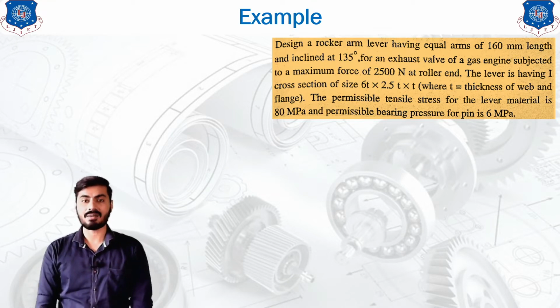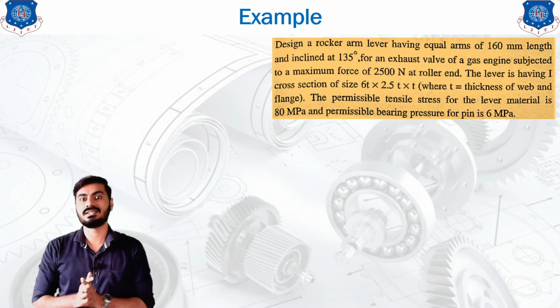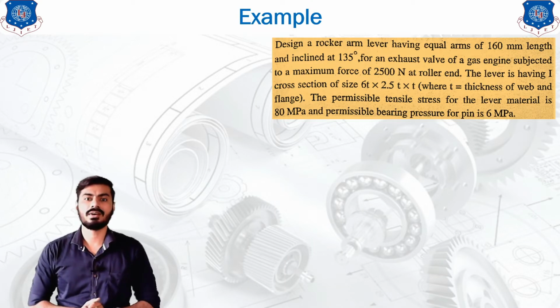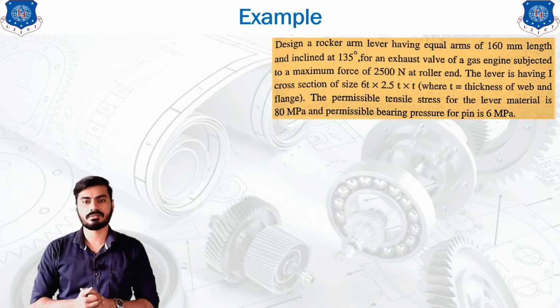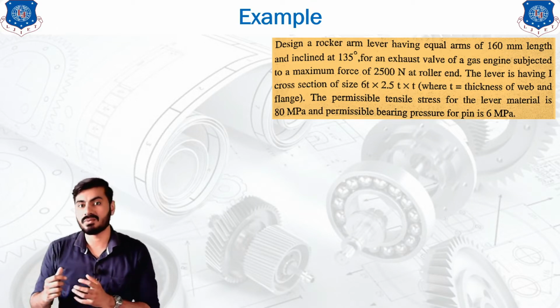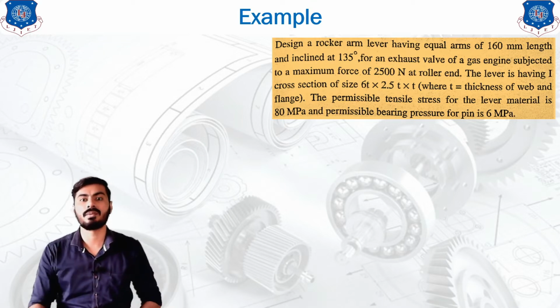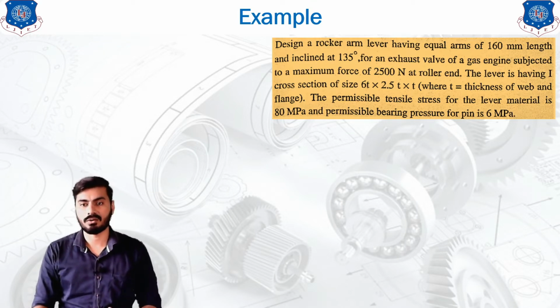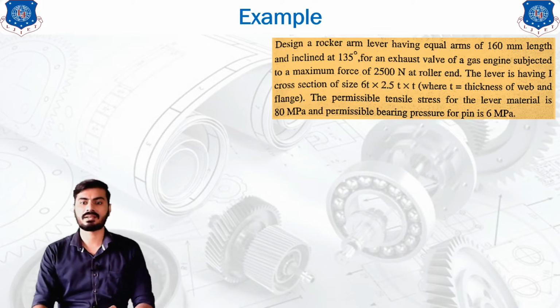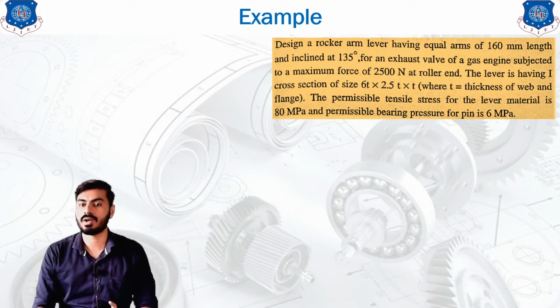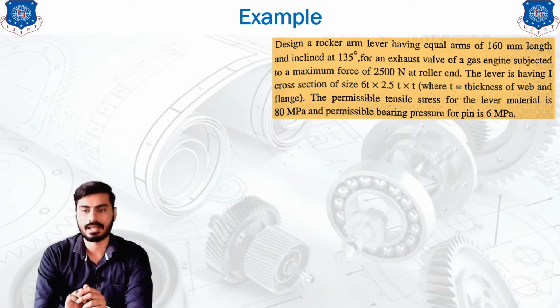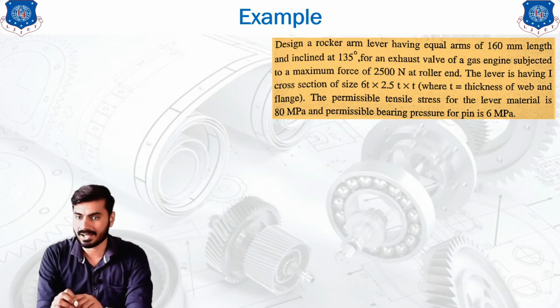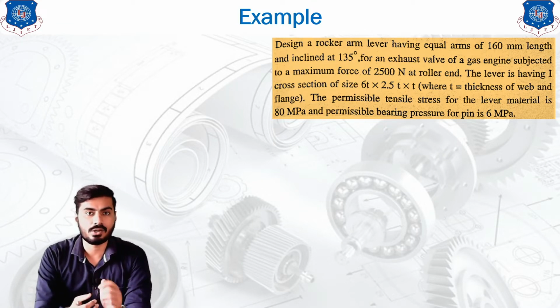It means that your arms are inclined at 135, and that's why this is the alpha and not the theta. In our equation of the reaction at fulcrum RF, we need the theta value, which can be calculated using the relation between the alpha and the theta. We will see that in the upcoming procedure. For an exhaust valve of a gas engine subjected to a maximum force of 2500 Newton at the roller end. So this is the value of the force applied on the lever.